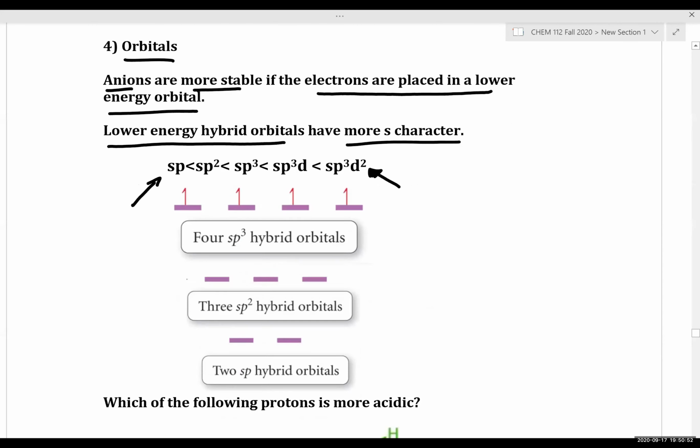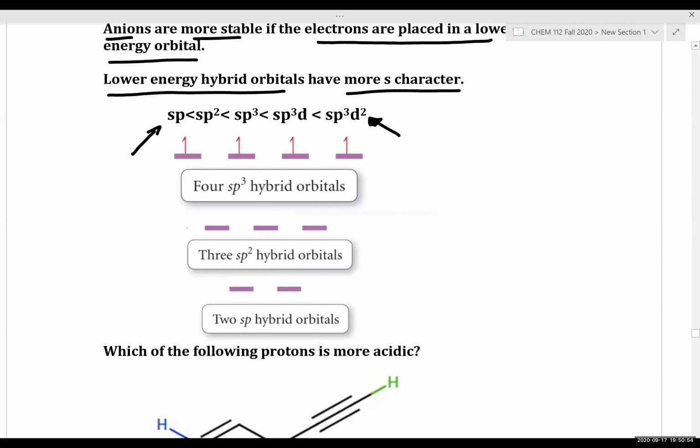Because of that, in terms of anion stability, anions in an sp orbital would be more stable, right? Does that make sense to everyone? Lower energy orbital, more stable anion. Does that make sense?